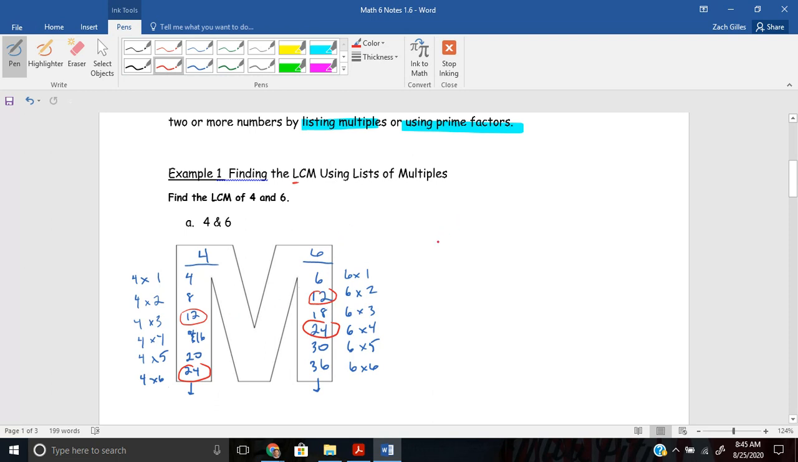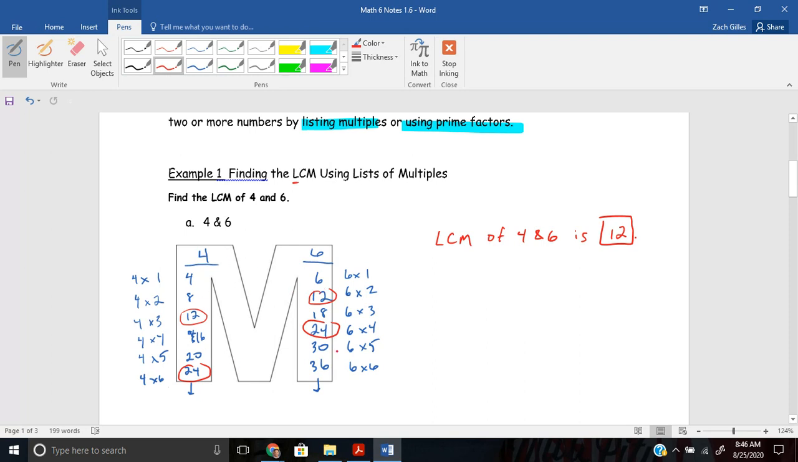Well, that would be 12. So the LCM of 4 and 6 is 12. 12 would be the least common multiple of those two. Okay? So you might ask, well, Mr. Gillis, do I have to draw this M every single time?